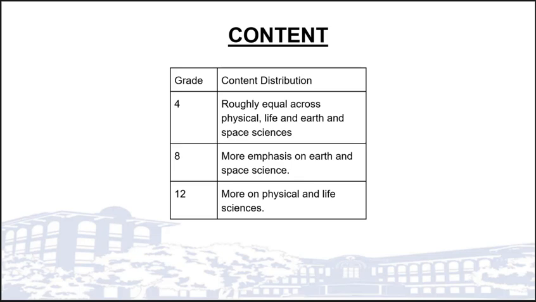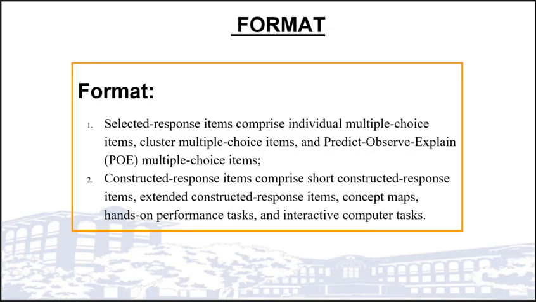In grade 4, content is roughly equal across physical, life, earth, and space sciences. During grade 8, emphasis is more on earth and space sciences, while in grade 12, it is more on physical and life sciences. A maximum of 50% of test items have choices, such as multiple choice, cluster multiple choice, and predict, observe, explain multiple choice. In the rest of the test, students are required to construct their own answers, such as concept map, hands-on performance tasks, and interactive computer tasks.